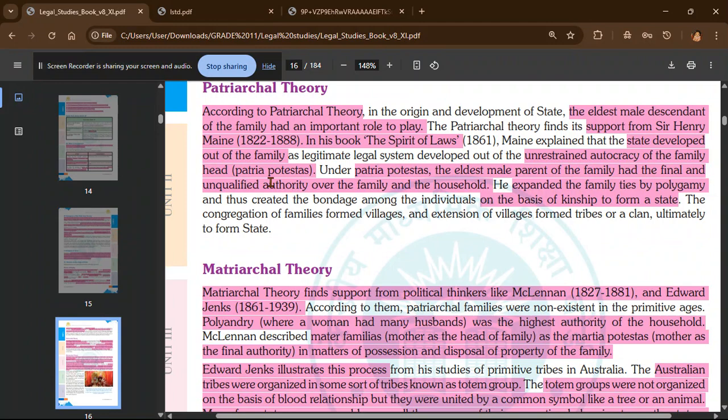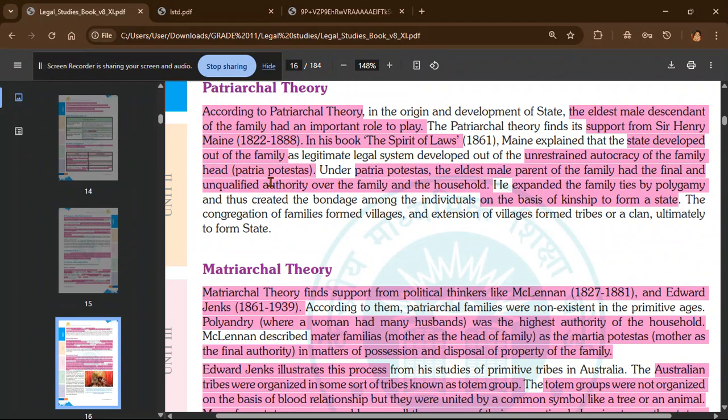See, what is an autocratic form of government? It is wherein the power is in the hands of very few people, right? Autocracy, you have studied, right? So this unrestrained autocracy was in the head of the family, called the patria potestas.